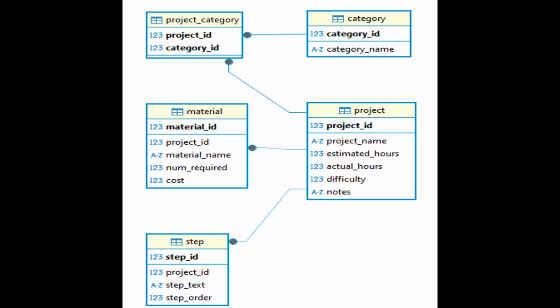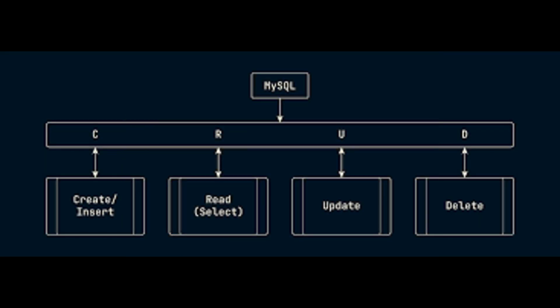At its core, the app revolves around the CRUD operations, which stands for create, read, update, delete, and select, which lets you interact with your project data effortlessly. When you create a new project, you provide key details such as project name, estimated hours to complete, actual hours to complete, difficulty level, and a section for additional notes. These details form the foundation of every project.